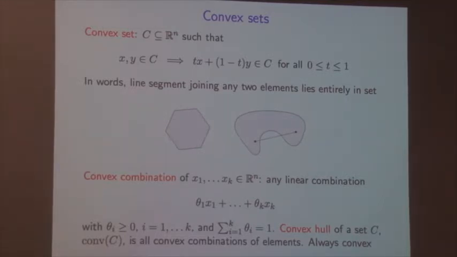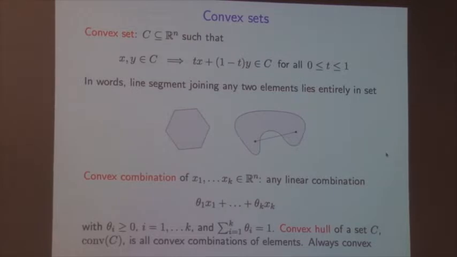So here's this picture, right? We saw the same picture last time. This set's not convex because the line segment leaves the set at some point. This set is convex because if I take any 2 points, x and y, and I look at the line segment between them, it's contained in the set. It's a very basic property of a set.